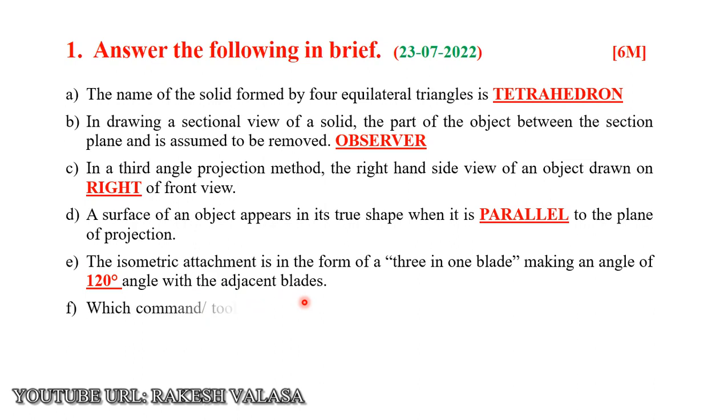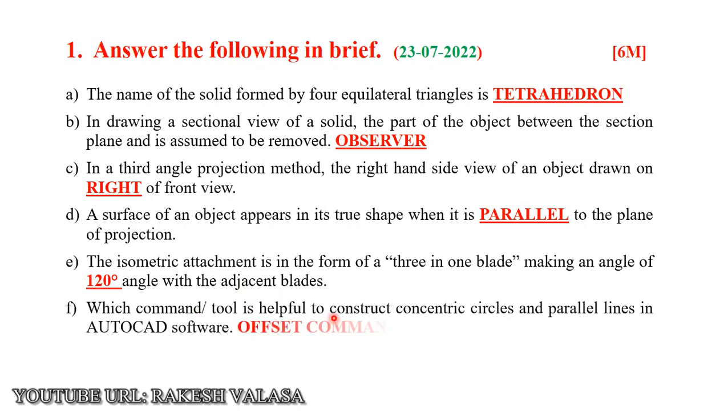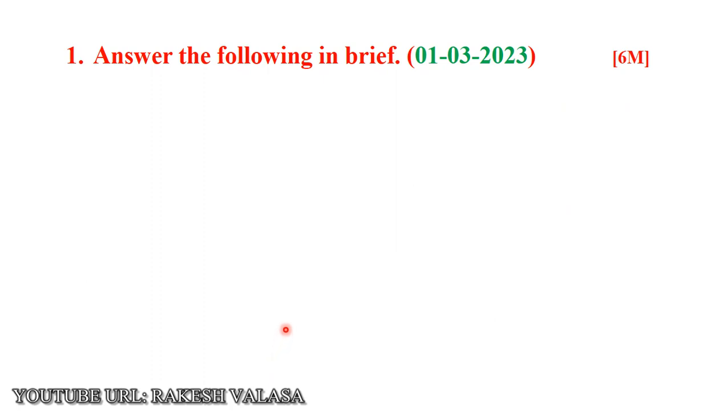Question number F. Which command or tool is helpful to construct concentric circles and parallel lines in AutoCAD software? The command name is offset. Shortcut key is O enter. Let us move to the next question paper that is conducted in 2023.